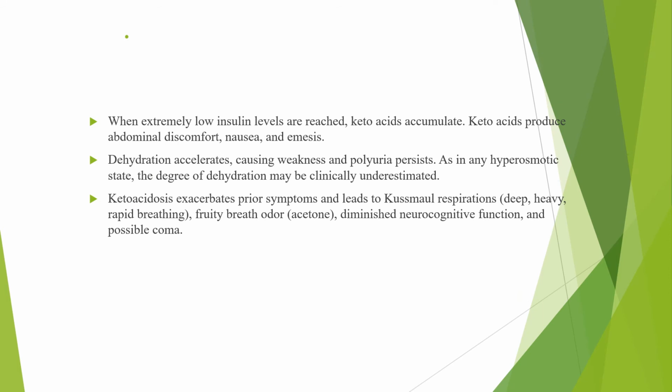When extremely low insulin levels are reached, keto acids accumulate, and the keto acids produce abdominal discomfort and nausea and also emesis. Dehydration accelerates, causing weakness, and the polyuria persists. As in any hyperosmotic state, the degree of dehydration might be clinically underestimated, because the dehydration is intracellular.